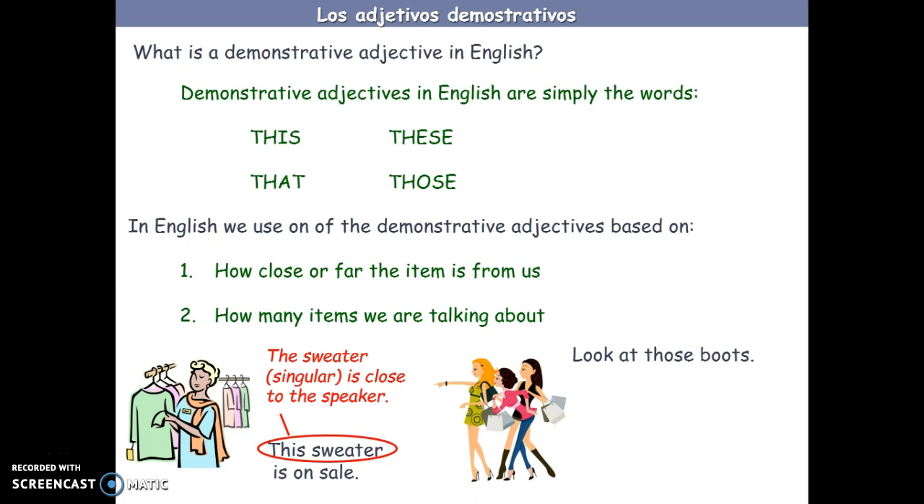Now look at this. If there are girls and they're pointing at something that is not really next to them, they would say, look at those, and then whatever they're looking at. For example, look at those boots. The boots, which is plural, are farther away from the speaker. So we would say those.